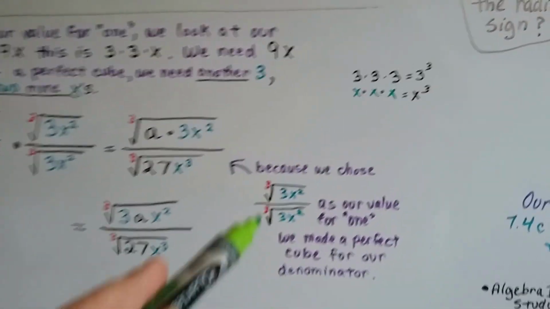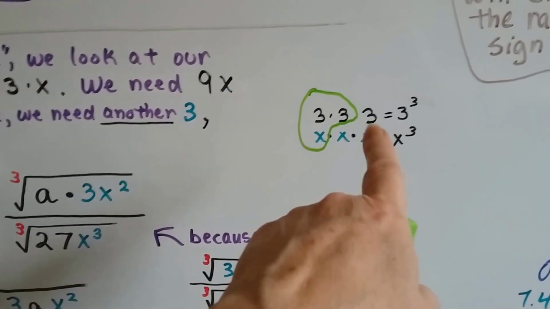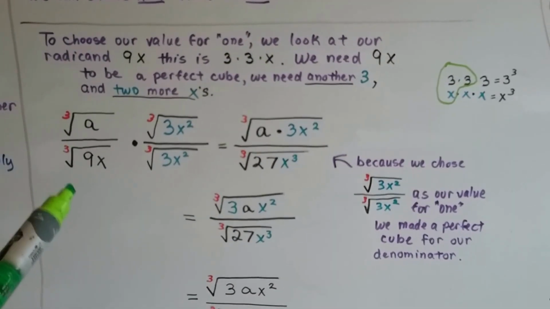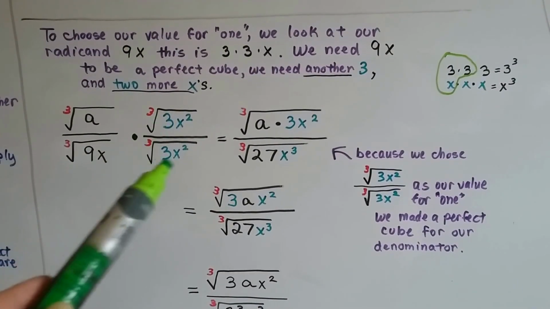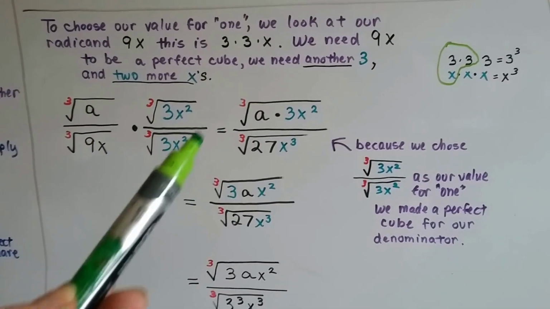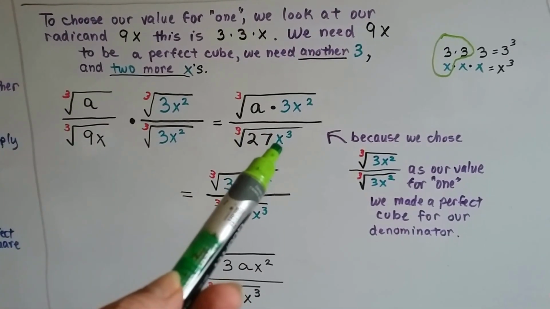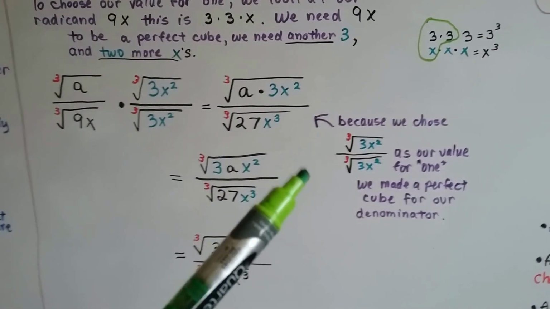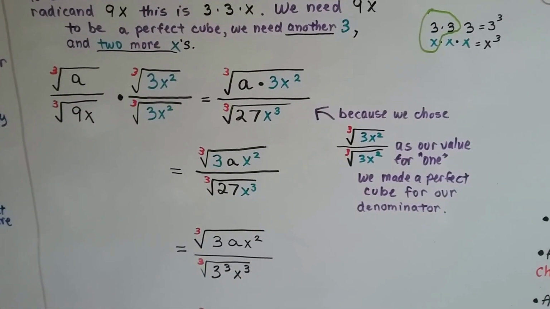See? Right now, all we've got is this. So we need a 3x squared to make the rest of our perfect cube. See? So that's what we multiply it by, the cube root of 3x squared over the cube root of 3x squared. Now when we multiply straight across, we get the cube root of a times 3x squared, and we get the cube root of 27x cubed. 27 is a perfect cube, isn't it? And because we chose this as our value for 1, we made a perfect cube for our denominator.